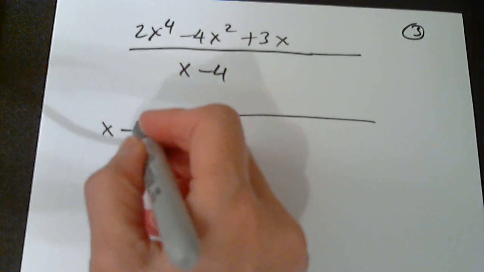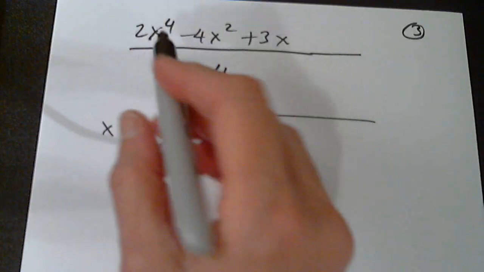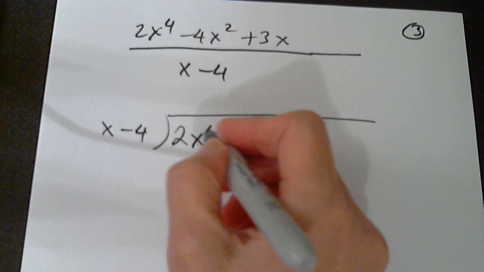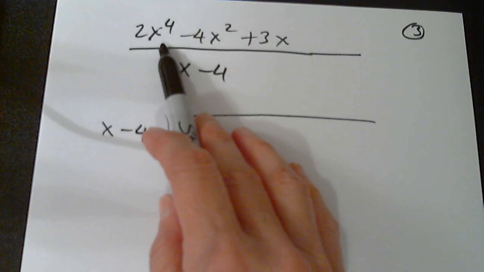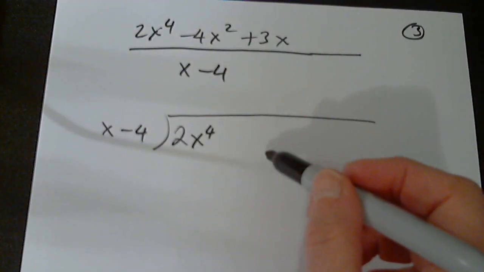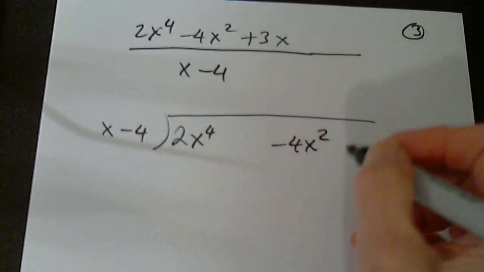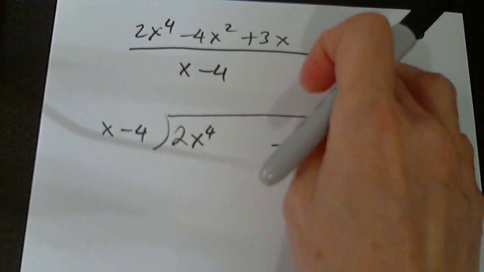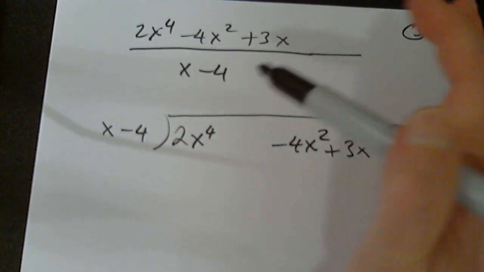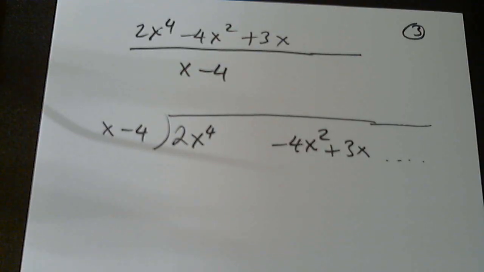X minus 4 is the divisor. Now I look at the numerator and I realize it has degree 4. So 2x to the 4th is the leading term, but there is no term with x cubed. So I'm going to leave some space. But then the next one is negative 4x squared. The next one is positive 3x. And I know the free term is missing, but I don't care. It's at the end. I don't need anything. The space will resolve by itself.